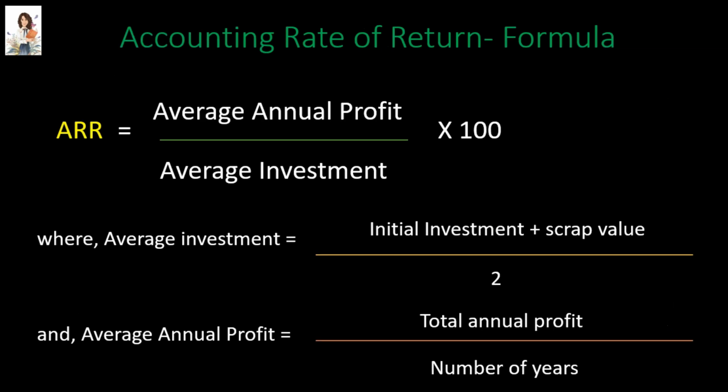The formula for calculating the ARR or accounting rate of return is average annual profit upon average investment multiplied by 100, where average investment is equal to initial investment plus scrap value upon 2 and average annual profit is equal to total annual profit upon number of years. There are various ways to compute the average investment, but the formula prescribed in the A-level syllabus is this one.